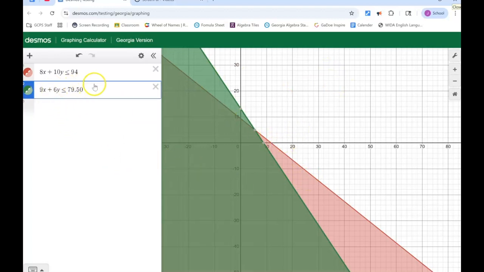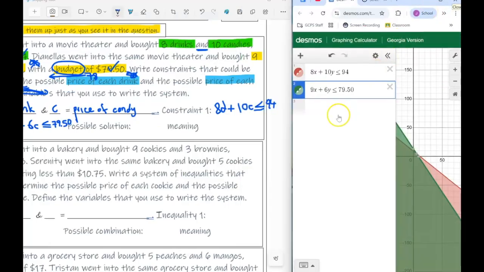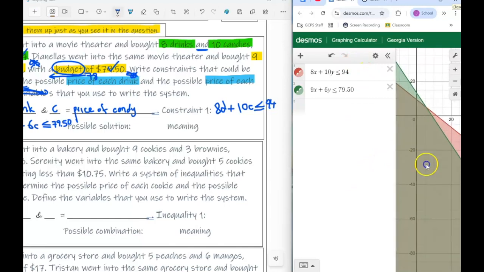So remember, anything is a solution, stay away from dotted lines. However, both of these lines are solid. So this is also solutions right here. All of this is solutions, and all of this. Now you do have to be careful because this is a real world problem. So remember, when we're talking about real world problems, it's got to be able to make sense.